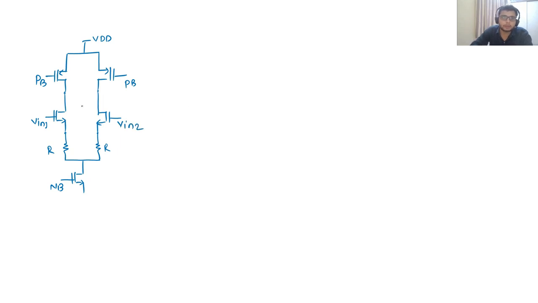Okay, if I want to calculate the differential gain, what is the differential gain? Differential gain is V out 1 minus V out 2 divided by V in 1 minus V in 2.